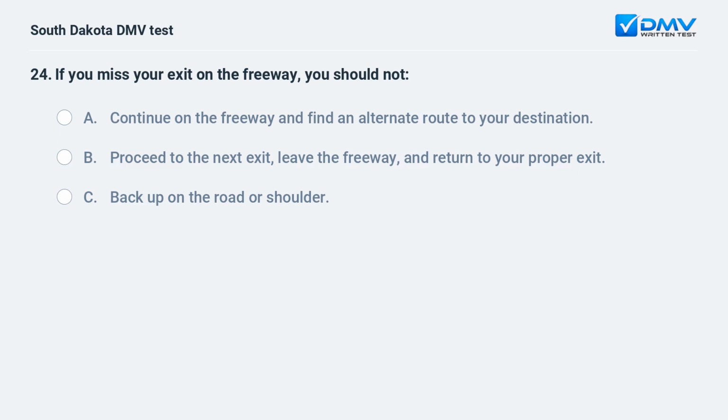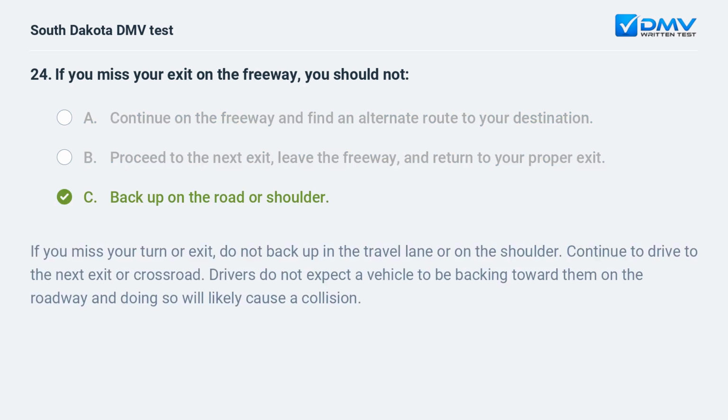If you miss your exit on the freeway, you should not A. Continue on the freeway and find an alternate route to your destination. B. Proceed to the next exit, leave the freeway, and return to your proper exit. C. Back up on the road or shoulder. C. Back up on the road or shoulder. If you miss your turn or exit, do not back up in the travel lane or on the shoulder. Continue to drive to the next exit or crossroad. Drivers do not expect a vehicle to be backing toward them on the roadway, and doing so will likely cause a collision.